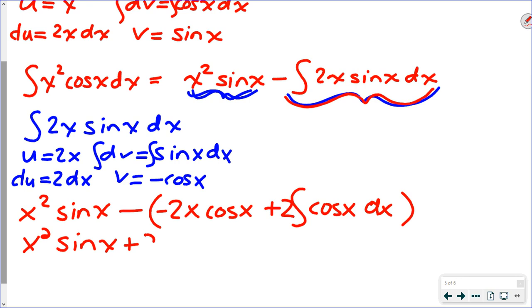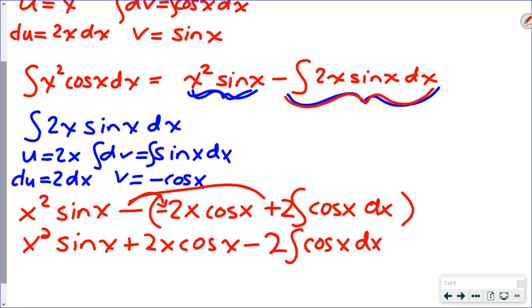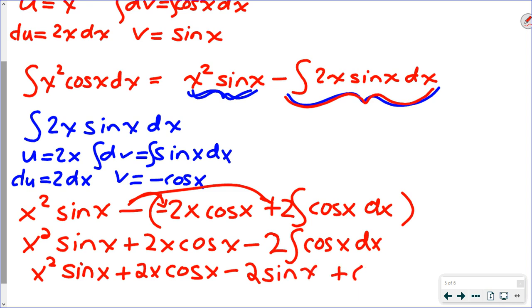So we'll end up with plus 2x times cosine of x. Okay, plus 2 times the integral of cosine of x dx. And then, sorry, I was distributing a negative, minus 2, because I'm distributing that negative. Okay, and then we have to integrate cosine of x, but we'll be done after that. Okay, so x squared times sine of x plus 2x cosine of x minus 2 times the integral of cosine, which is sine, and we'll finally add the plus c, and that is our final answer.